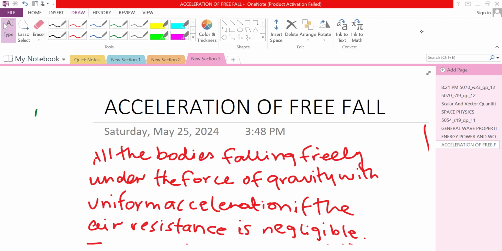A free falling object is an object that is under the influence of gravity, and this object experiences gravitational force. So you can say that this object is in the state of free fall. On your screen, you can see the definition of acceleration.